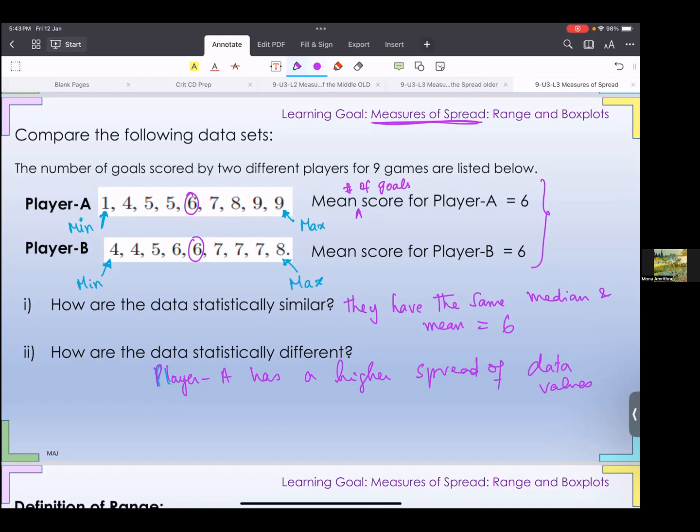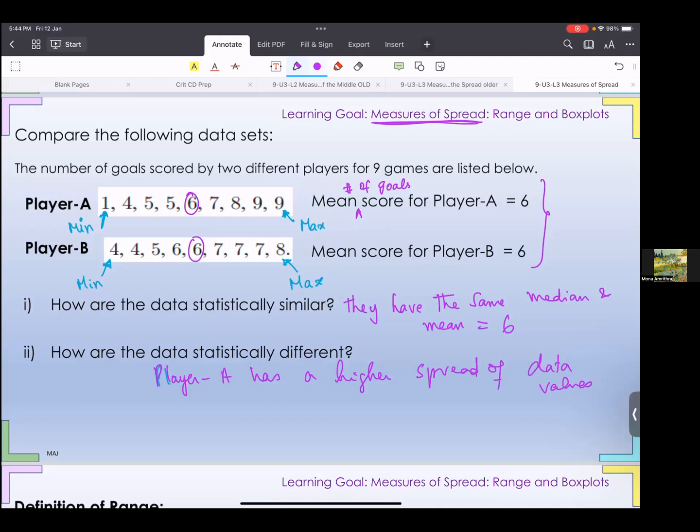And if you add all the data values and divide by 9, for player A, you will get a mean score of 6. And the same thing for player B. If you add all the data values, 4 plus 4 plus 5 plus 6 plus 6 plus 7 plus 7 plus 7 plus 8, okay? And that will be 54. And then you divide it by 9, because there are 9 data values, you should still get a value of 6, okay? So this was done in the last class, finding the mean value. Okay, so both have the same median and the same mean of 6.